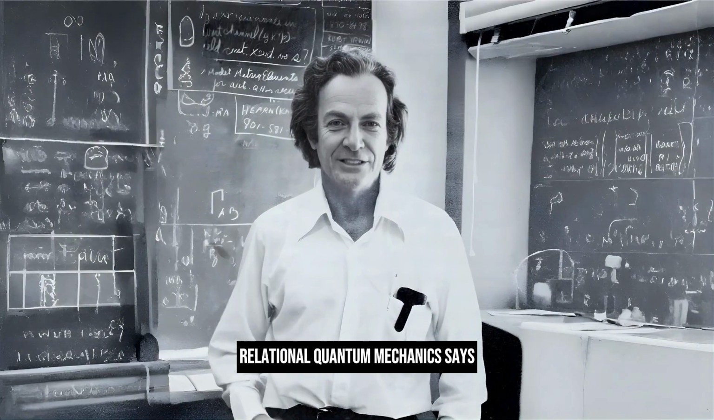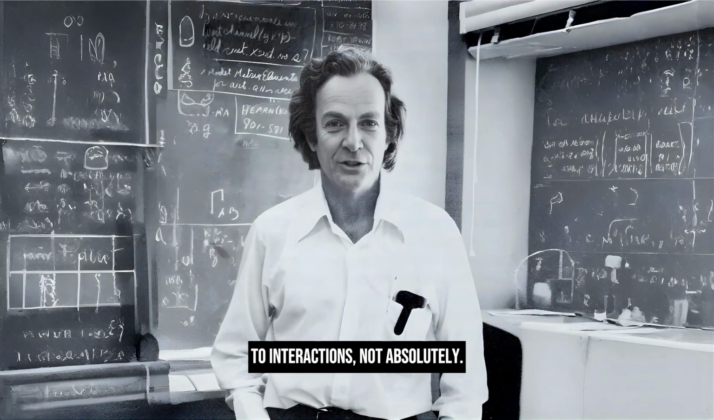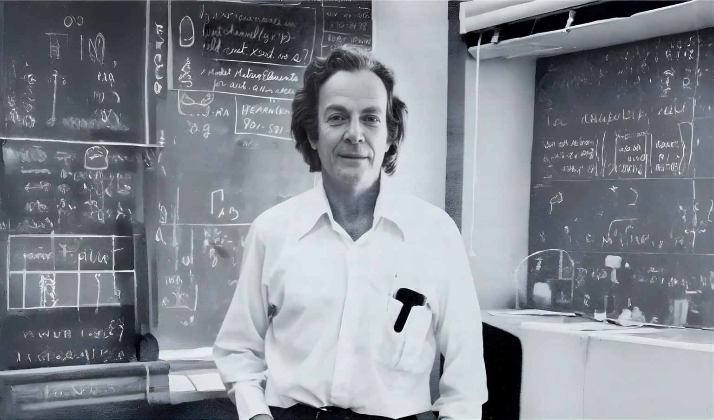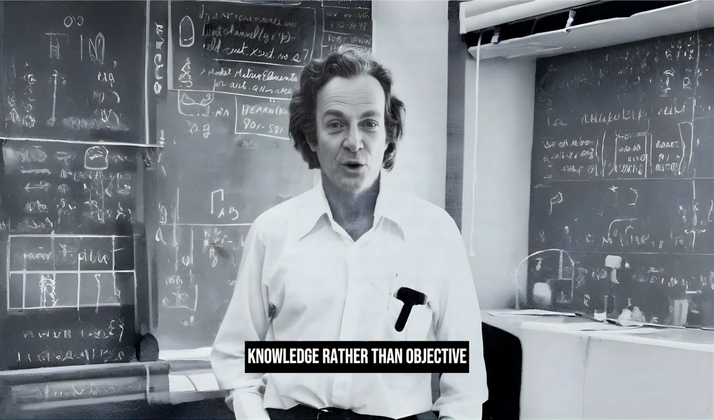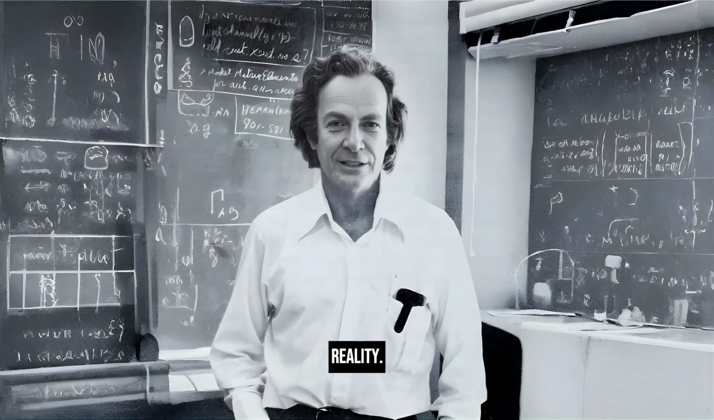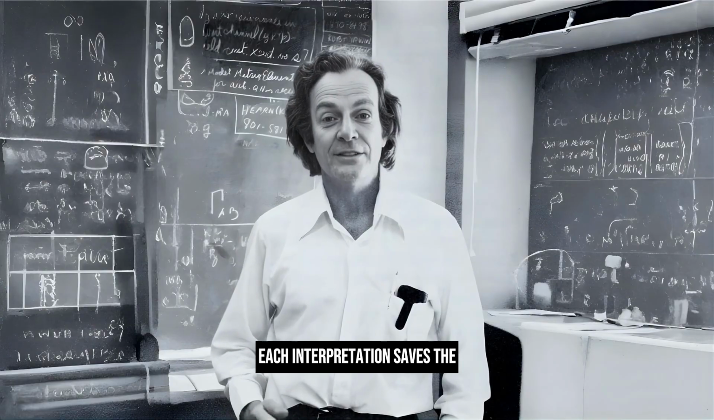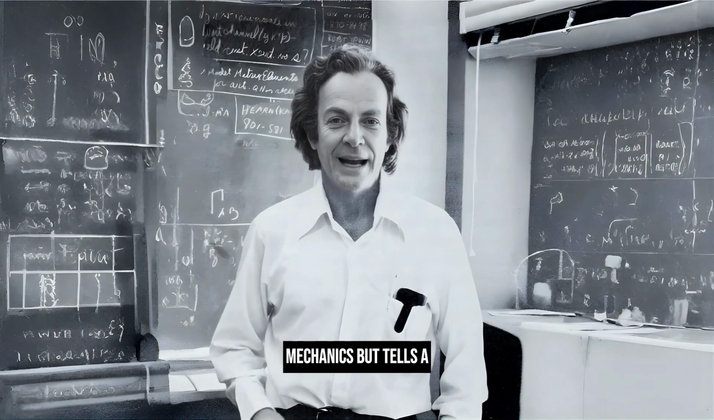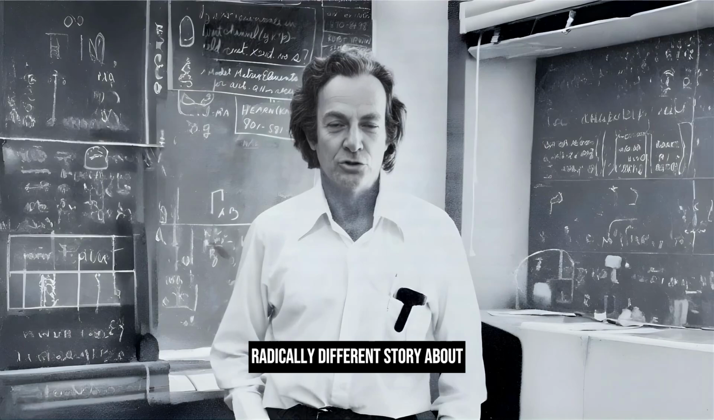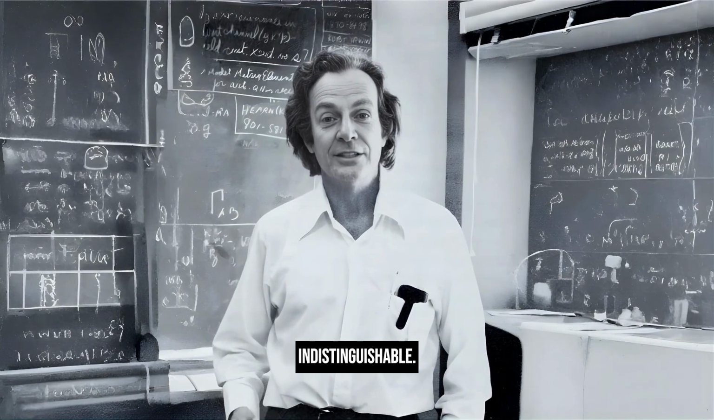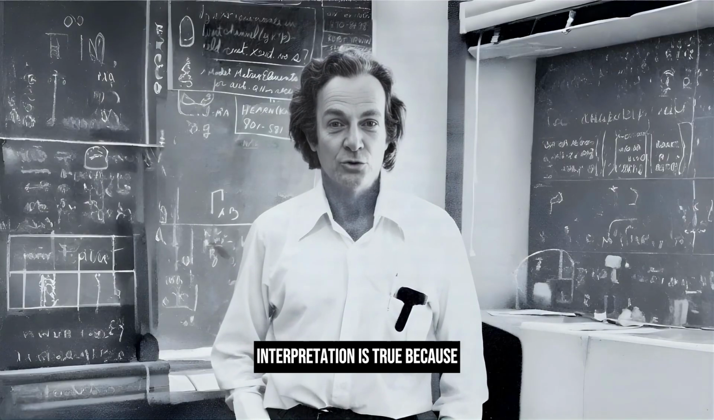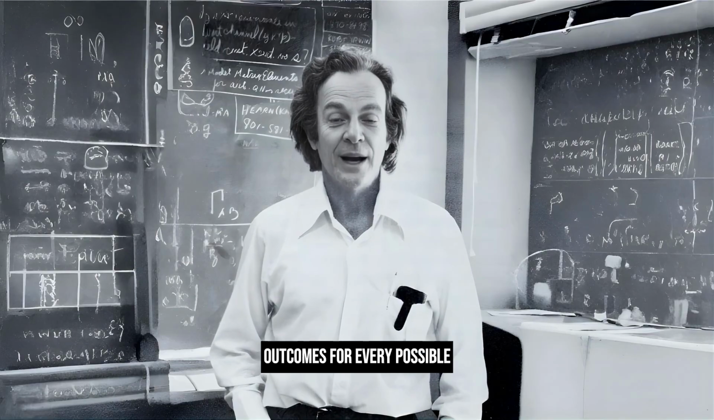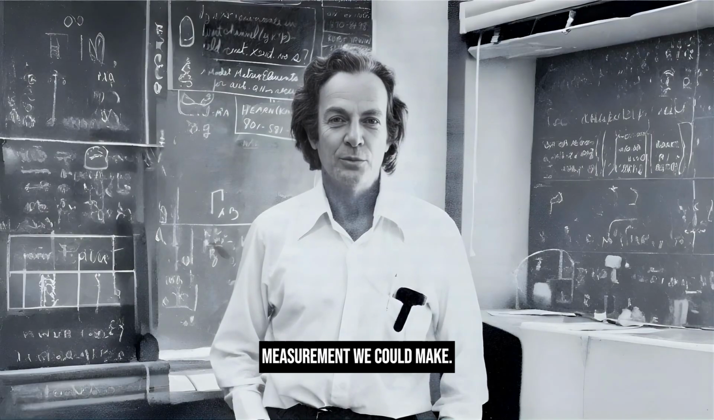Relational quantum mechanics says properties only exist relative to interactions, not absolutely. Cubism treats the wave function as representing an observer's knowledge rather than objective reality. Each interpretation saves the mathematical predictions of quantum mechanics, but tells a radically different story about what's actually real, and crucially, they're empirically indistinguishable. We can't do an experiment to determine which interpretation is true because they all predict identical outcomes for every possible measurement we could make.